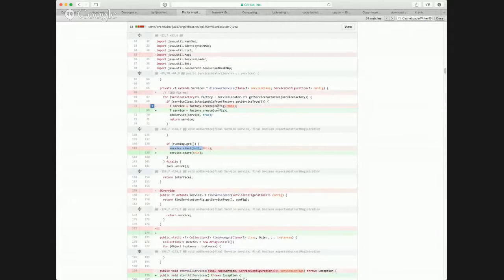And also, I believe it was weird in any way to allow the factory create to take the discover of the service, because if you do that, then potentially what you get is a non-started service locator that you use to look up services. And that seemed wrong.